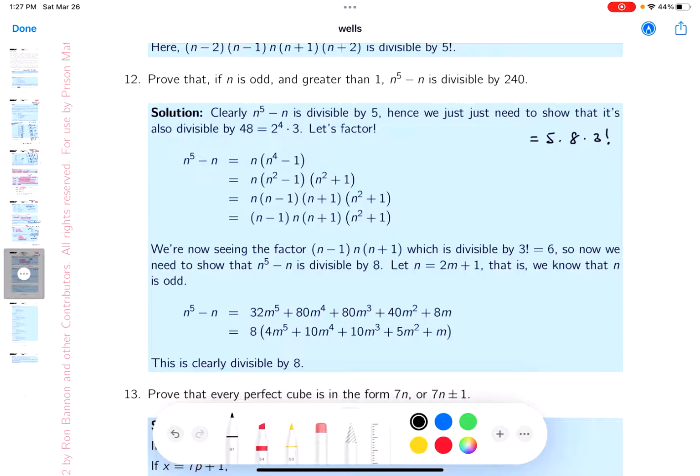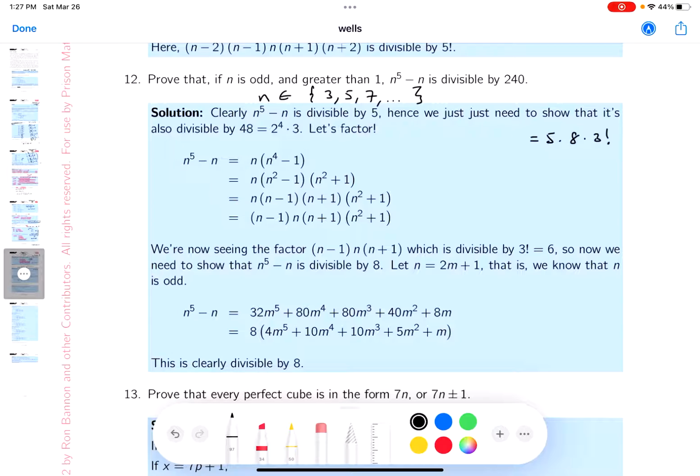They said n is odd and greater than 1. So let me write this down. So n, the type of numbers it can be, are integers. They're odd integers, but greater than 1. So 3, 5, 7, and so on.